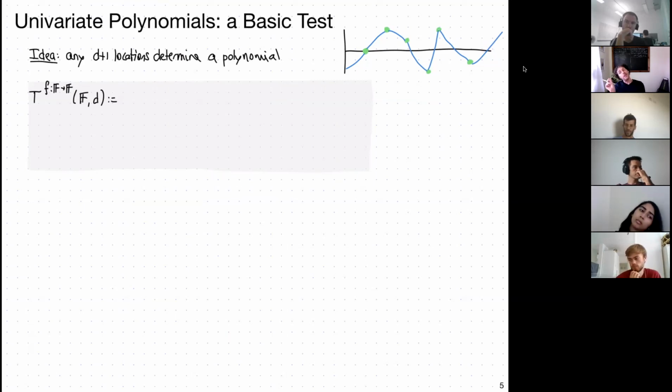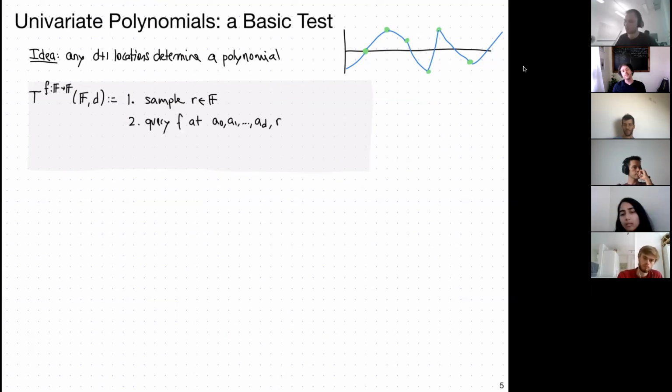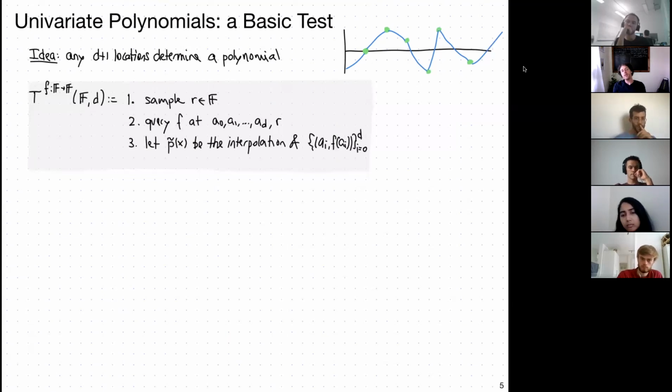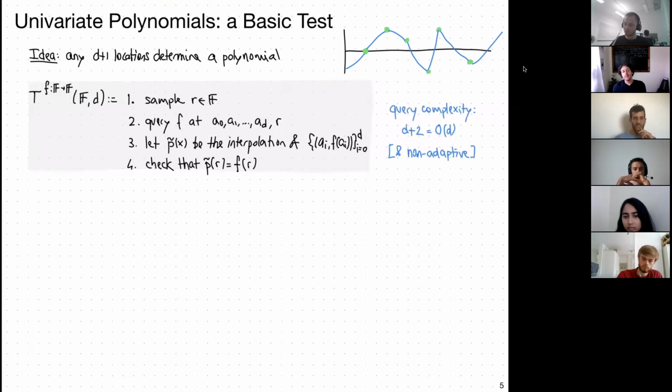Now, we don't want to pick this point deterministically, because maybe we'll have a coincidence, but if we pick this point at random, then things should be good. So this is indeed what we do. We sample a random point, and then we query the function at some arbitrary D+1 points, and at the point that we care about, R, we interpolate the polynomial, and we compare this point. Yeah, as simple as it gets. So what would be the query complexity here? Just D+2, right? The D+1 points that we need to interpolate plus an additional point. And all this is non-adaptive, everything is selected in advance, and everything is nice and simple.